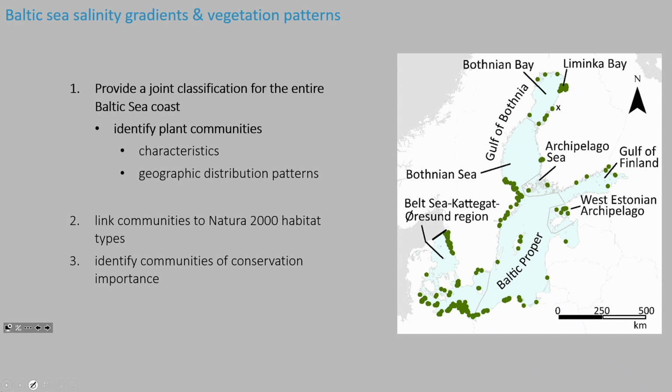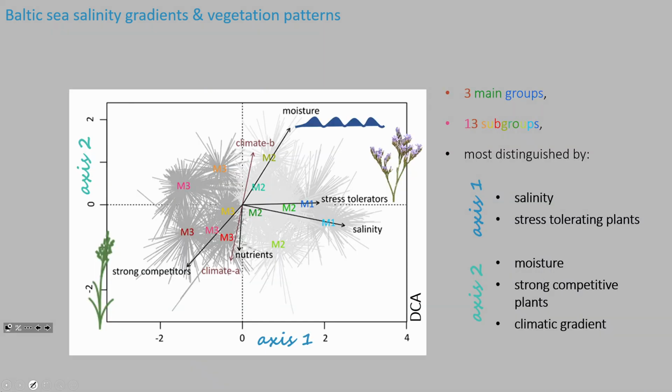And then we also tried to link the found plant communities to Natura 2000 types, and to identify communities that might be of importance for nature conservation. And if we look here at this DCA graph, it's not a big surprise that on the first axis of the graph, where we put all our vegetation plots in, we see salinity is correlated with the first axis. So salinity is our main driver in this data set.